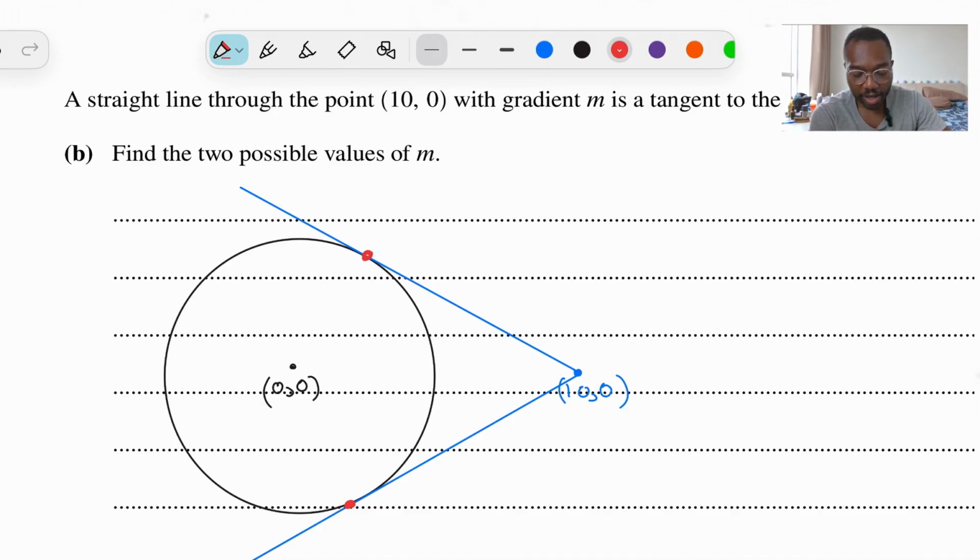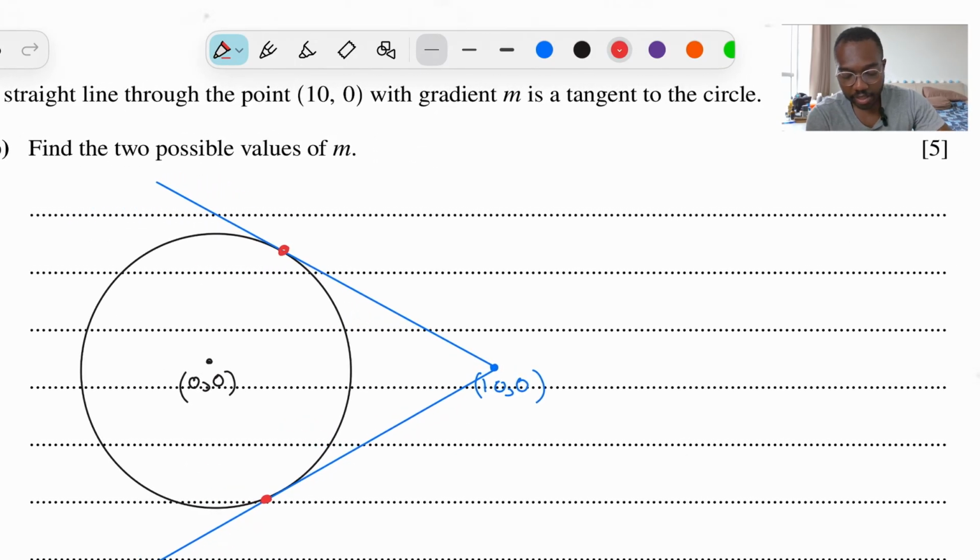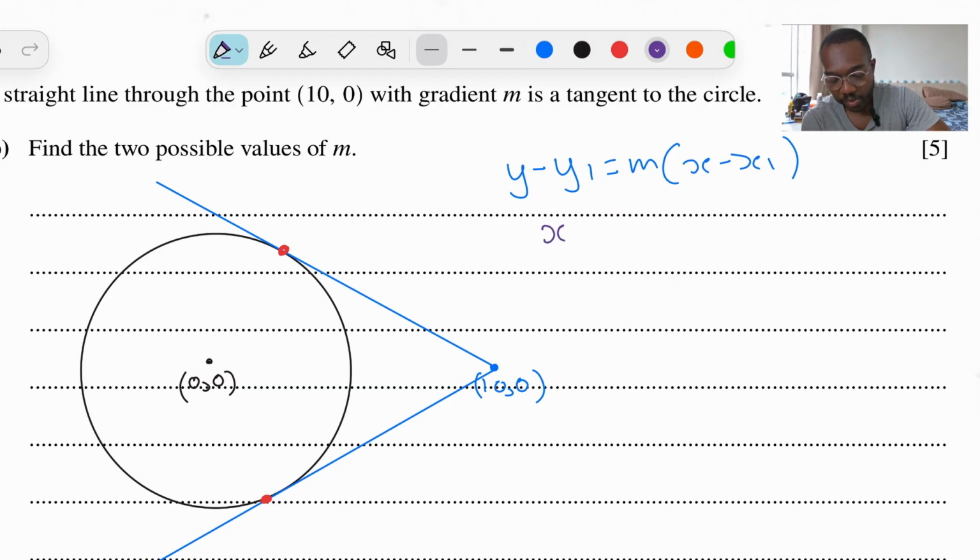Okay, so how can we work out what this gradient is? Well, if we think about the equation of a straight line, y take away y1 is equal to m times x take away x1. We actually have everything we need except for the m value, right? Because we know that it goes through the point 10, 0. So in this case, we have x1 equal to 10, y1 equal to 0, and with m, we just have m.